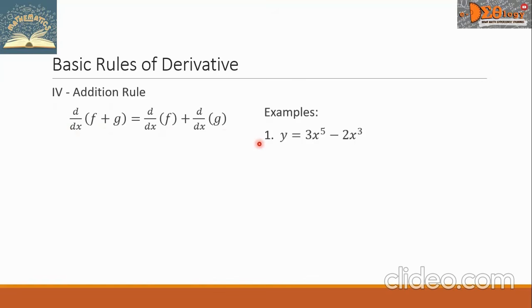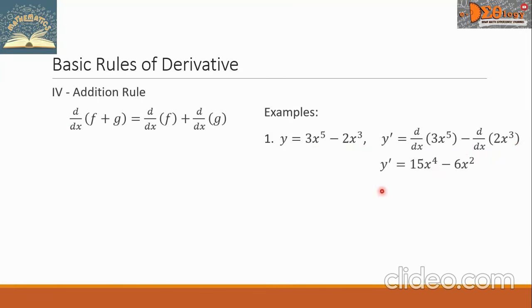Let's see this example 1. Y equals 3x raised to 5 minus 2x cubed. So we're going to take the derivative of each of the function, just like this. So we have y prime equals the derivative of 3x raised to 5 minus the derivative of 2x cubed. So we have here y prime equals 15x raised to 4 minus 6x squared.